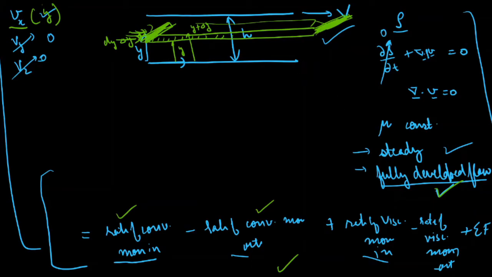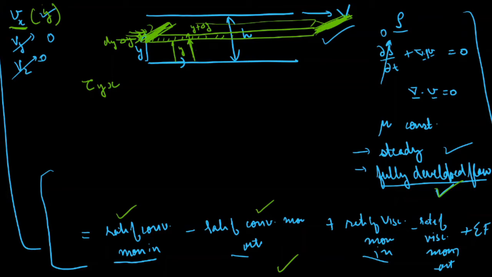And now we come to the second part, which is the rate of viscous momentum in. As we had discussed, the rate of viscous momentum in or out will happen in the direction which is perpendicular to the direction of flow. The direction of flow is x and the rate of momentum transfer will be in the y direction. The momentum flux is given by tau, where the direction of the transfer is y and the direction of momentum is x.